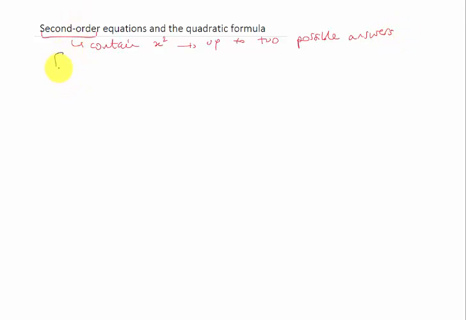So if we have x squared equals 4, then it could be that x is equal to 2 times 2, or it could be x is equal to minus 2 times minus 2. So both of those equal 4. And if we have a more complicated equation, then that still holds true. There are up to 2 possible answers. So how do we deal with that?